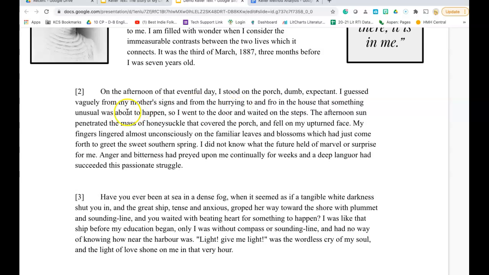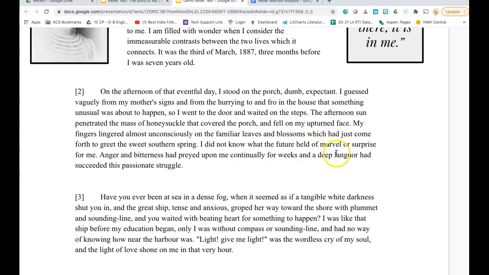I guessed vaguely from my mother's signs and from the hurrying to and fro in the house that something unusual was about to happen. So I went to the door and waited on the steps. The afternoon sun penetrated the mass of honeysuckle that covered the porch and fell on my upturned face. My fingers lingered almost unconsciously on the familiar leaves and blossoms which had just come forth to greet the sweet southern spring. I did not know what the future held of marvel or surprise for me. Anger and bitterness had preyed upon me continually for weeks, and a deep languor had succeeded this passionate struggle.